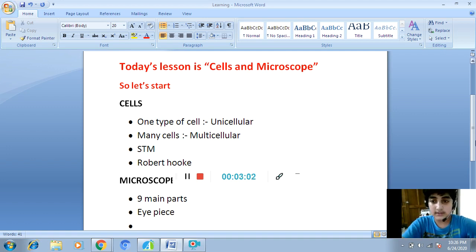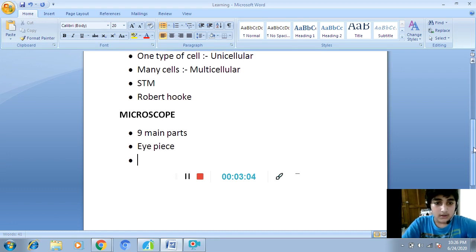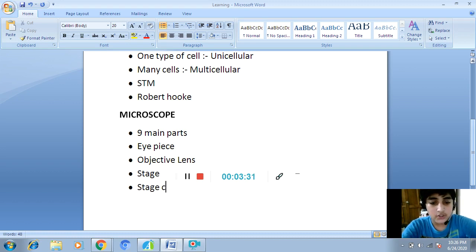And then is the objective lens, and this is the part of the microscope that magnifies the specimen. And then is the stage. This is the place where we keep the specimen, and stage clips are used to grip the specimen on that. For example, like this. This hand is the specimen, and for the clips.